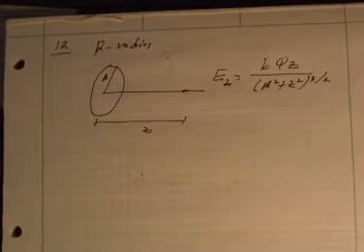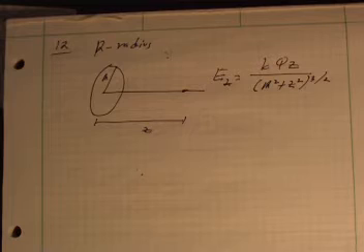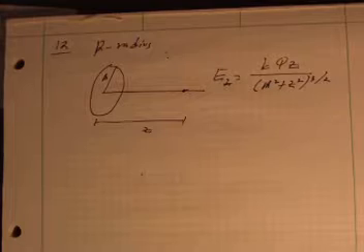Here's some discussion on homework problem number 12. Homework problem number 12 refers to two charged rings that sort of face each other 20 centimeters apart, and it gives you some charge that appears on each ring. It looks like they're oppositely charged. One of the rings is positive, one of the rings is negative.